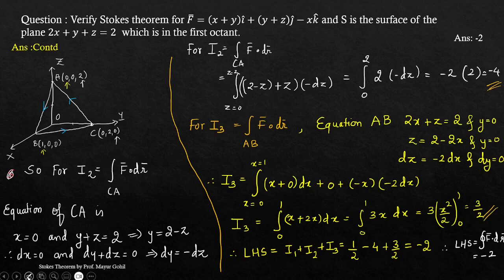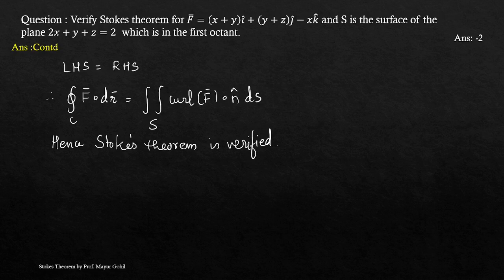and the final answer for LHS is here. So once we get I1, I2, I3, we add them to get the answer for LHS and we get our final answer. This is how it is done. Okay, and finally the conclusion that LHS is equal to RHS, hence Stokes theorem is verified.